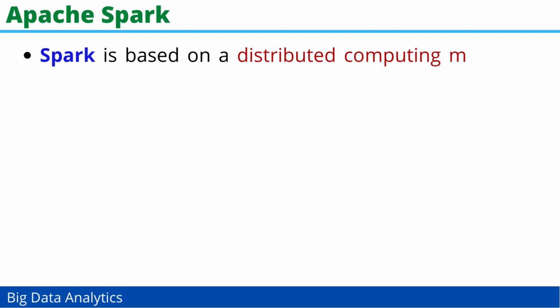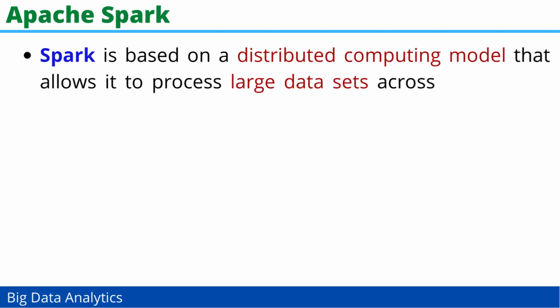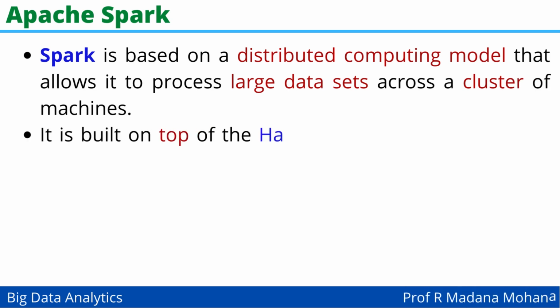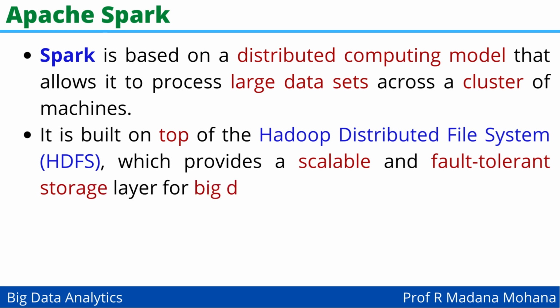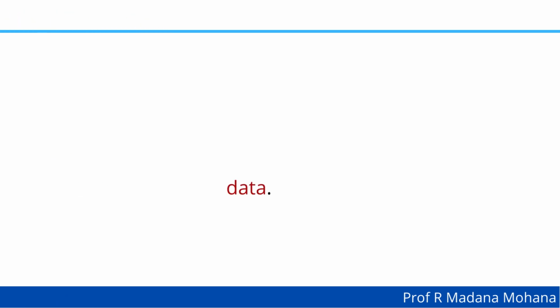Spark is based on a distributed computing model that allows it to process large data sets across a cluster of machines. It is built on top of the Hadoop distributed file system, which provides a scalable and fault tolerant storage layer for big data.